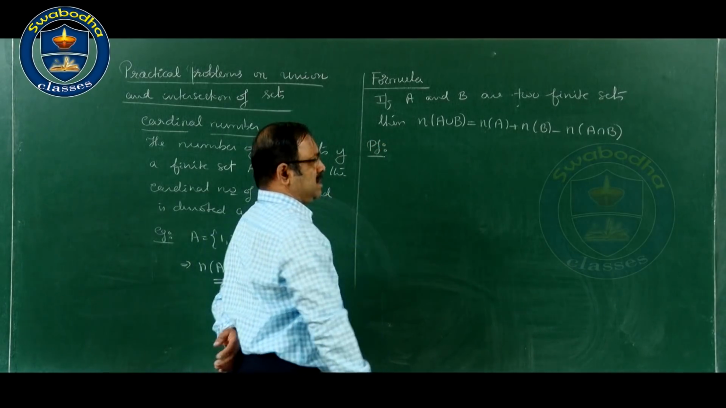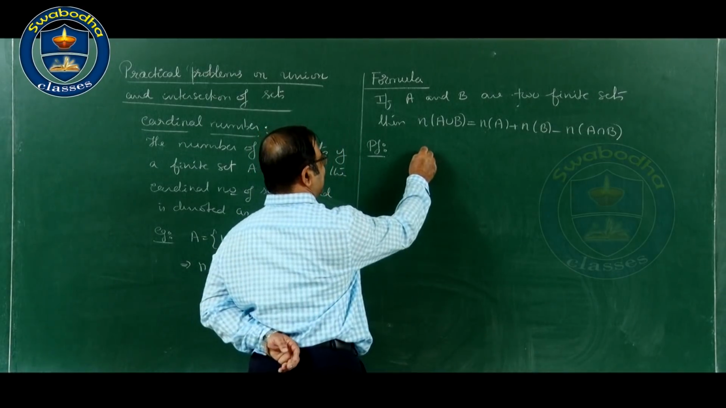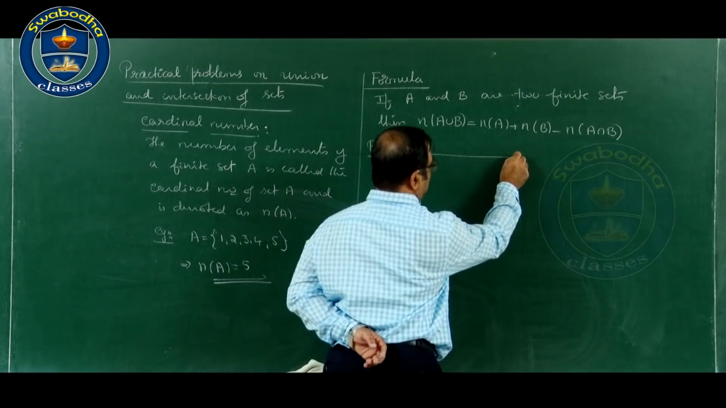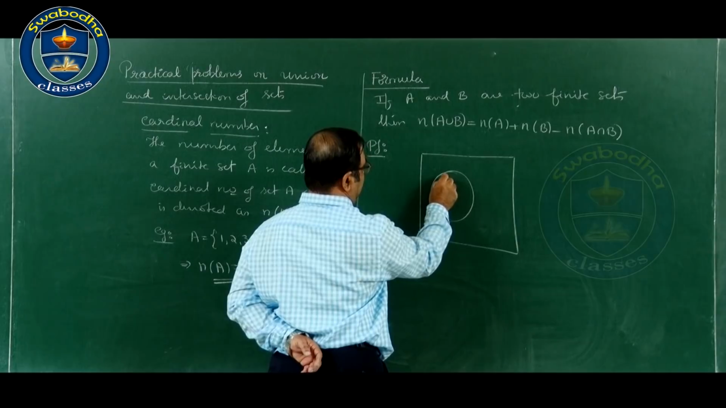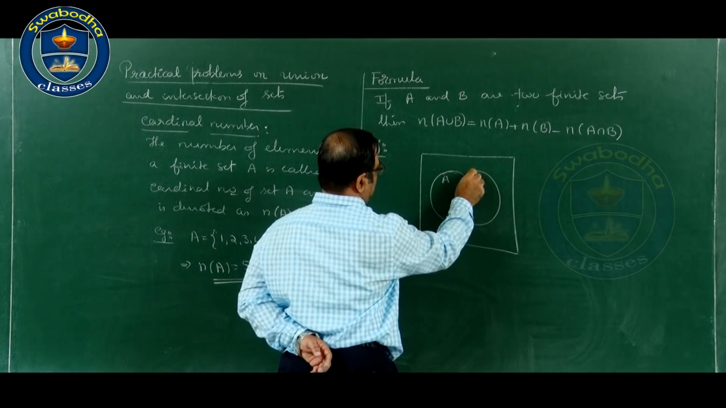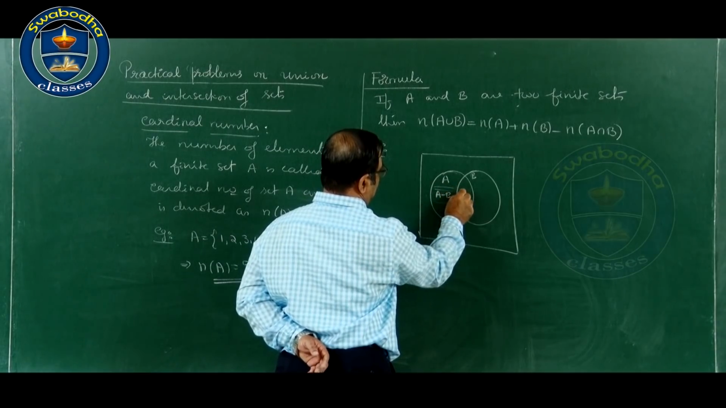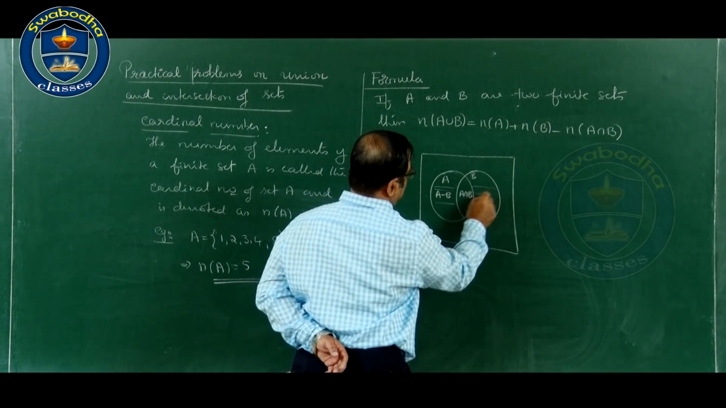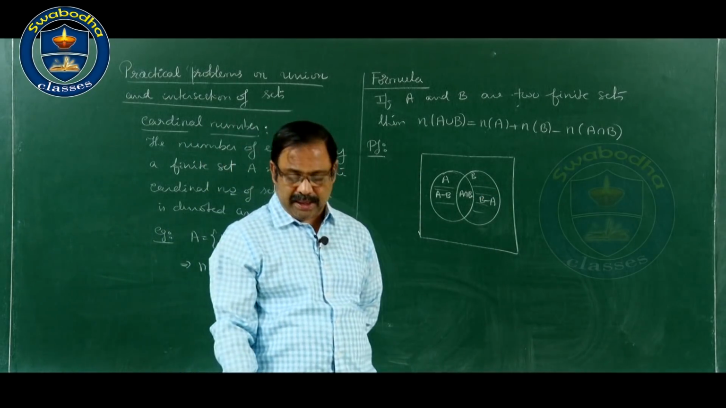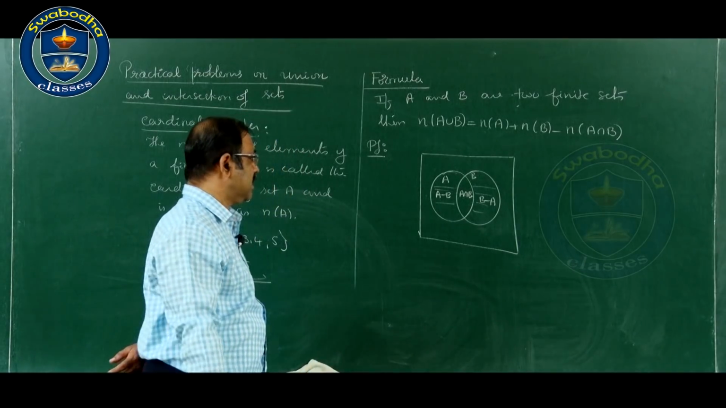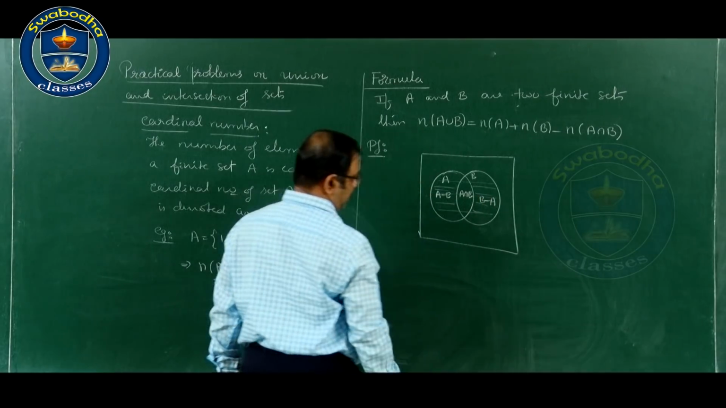Now let us just prove this. Proof is not required, but still for your understanding. See, let us consider this is set A, set B. This is A minus B, A intersection B, B minus A. Totally, what is this? A union B.